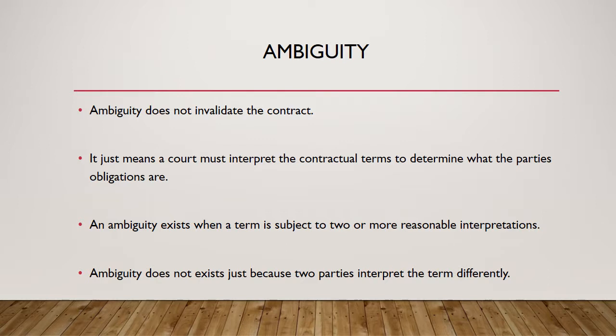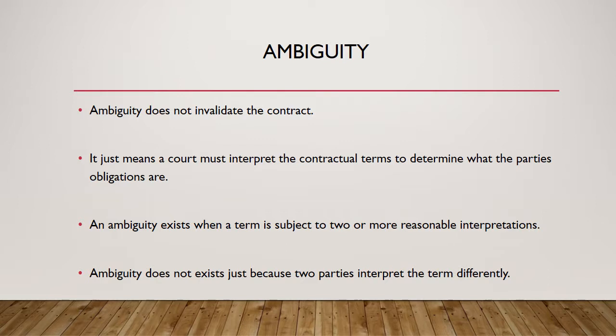So an ambiguity, when does that exist? What is it? Well, an ambiguity is when the term is subject to two or more reasonable interpretations. So a clause could reasonably mean different things. And when the clause or term could reasonably mean different things, then you have ambiguity.